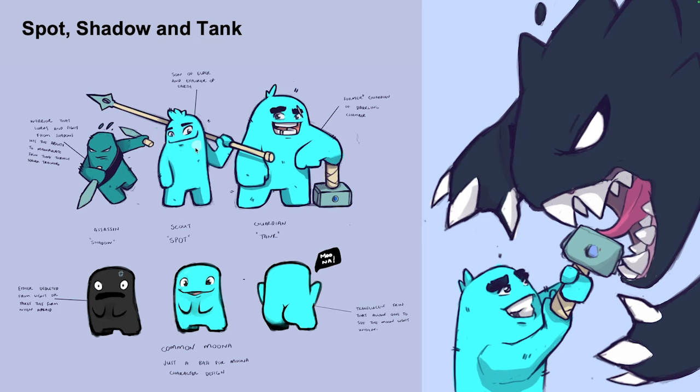But that's Spot to a degree. Spot is very aware of his surroundings. He's very, like I said, adventurous, etc. Then you have Shadow on the left.